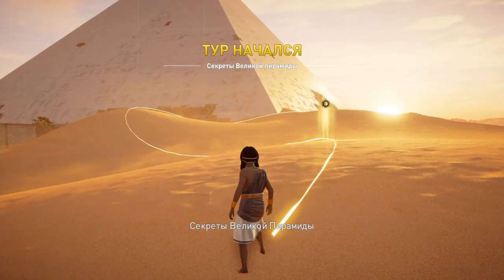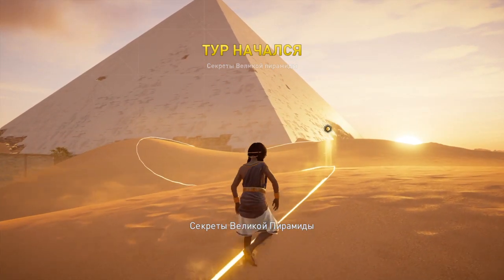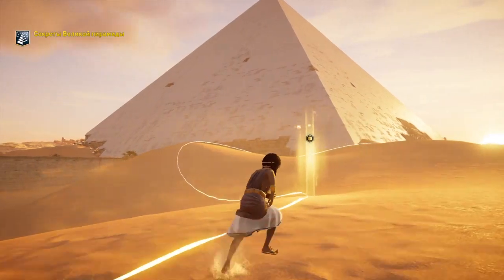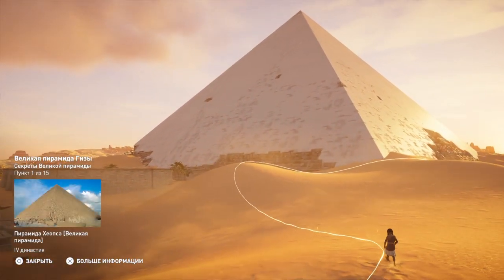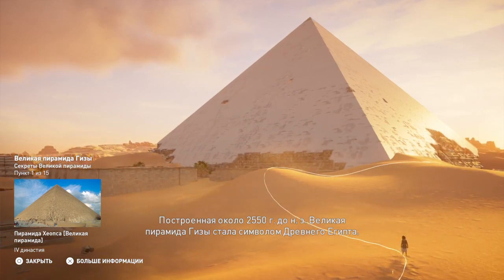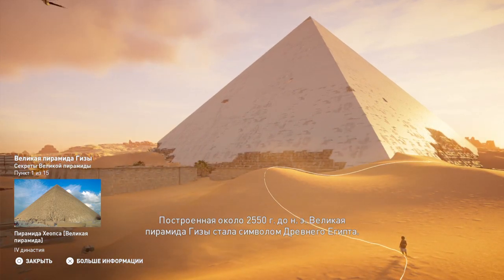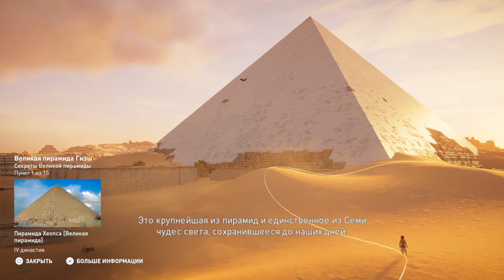Welcome to Secrets of the Great Pyramid. Built around 2550 BCE, the Great Pyramid of Giza is considered one of the most iconic structures of Egypt. It is the biggest of the pyramids and the only one of the 7 wonders of the ancient world still standing.